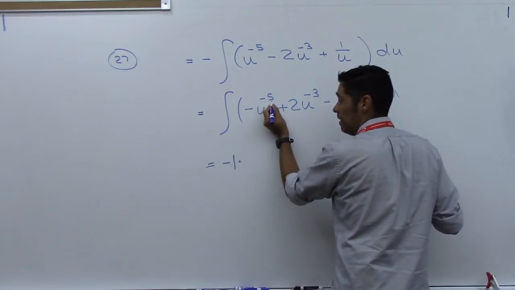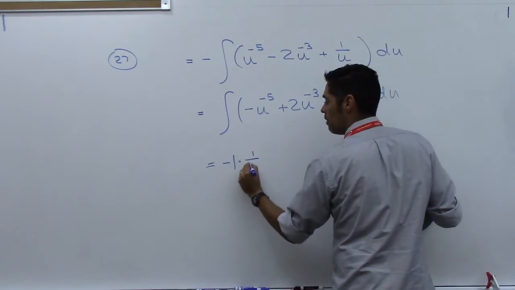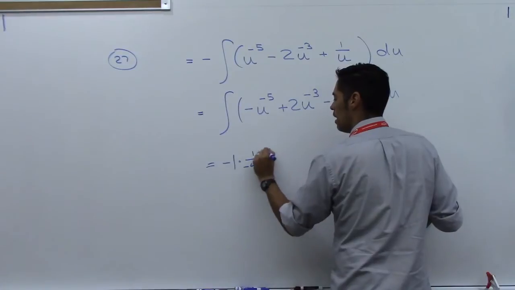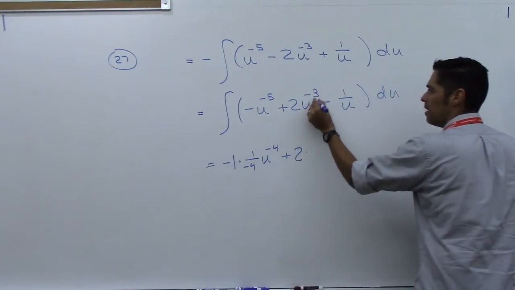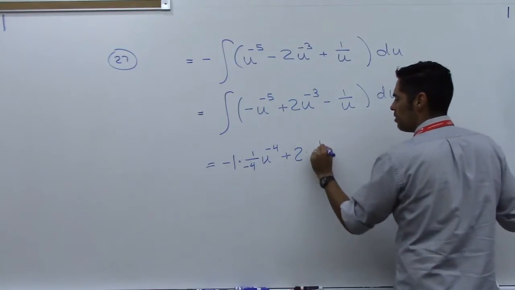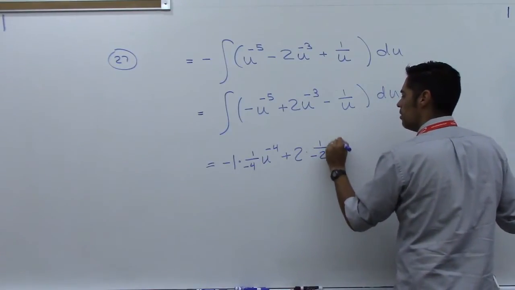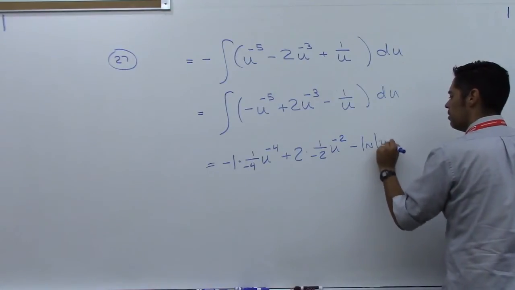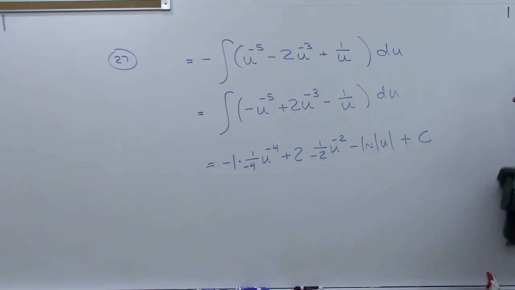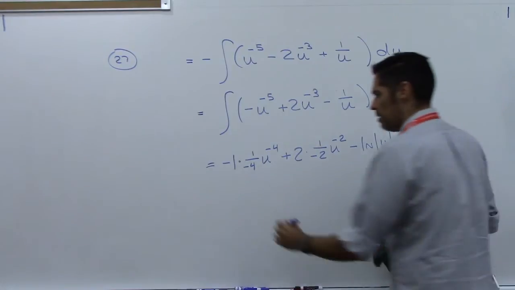I add 1 to that, get negative 4. So I got 1 over negative 4 u to the negative 4 plus 2 times, now here same thing, add 1 to negative 3, I get negative 2, so 1 over negative 2 u to the negative 2, and then we said just a second ago the antiderivative of 1 over u is natural log of u, and then plus c. And then let me try and just get a final answer here.